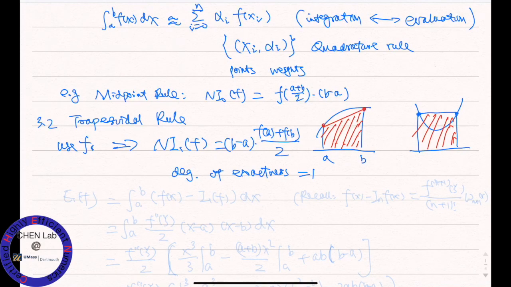And let's evaluate the error. With the midpoint, we had E sub 0 for f, degree 0. Now it is degree 1, E1. And we have the integral from a to b of f(x) minus its degree 1 interpolant, dx.